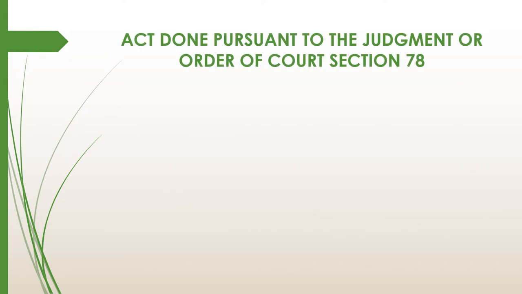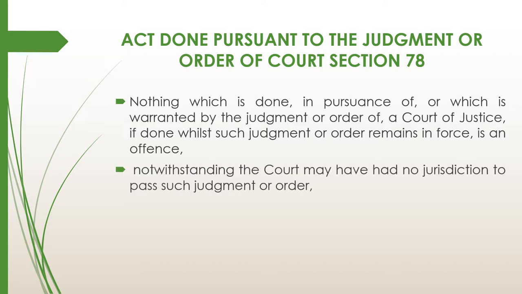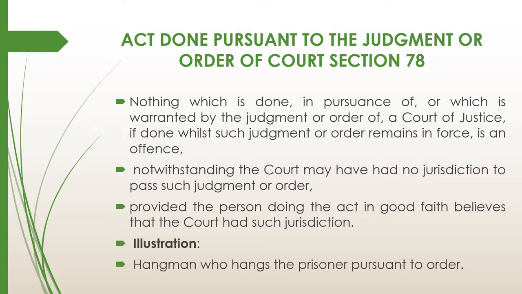Next is section 78, which is act done pursuant to the judgment or order of court. It describes that nothing which is done in pursuance of, or which is warranted by, the judgment or order of a court of justice, if done whilst such judgment or order remains in force, is an offense, notwithstanding the court may have had no jurisdiction to pass such order or judgment, provided the person doing the act in good faith believes that the court had such jurisdiction. For example, if a hangman hangs the prisoner pursuant to an order of the court, he is committing no offense.